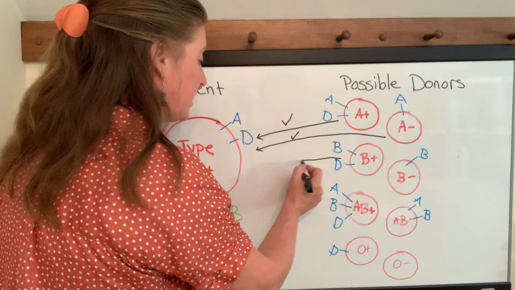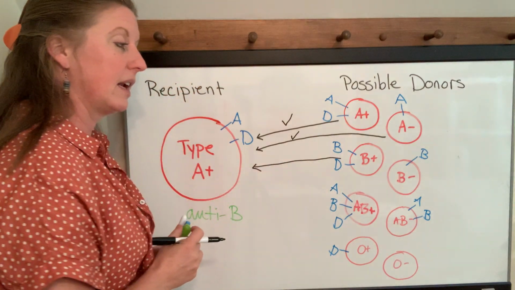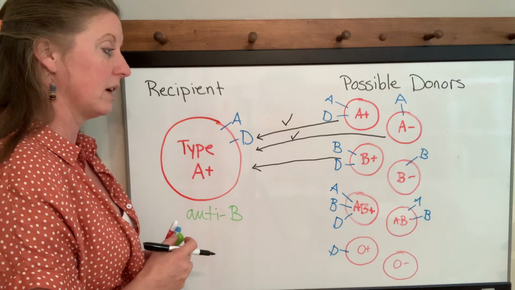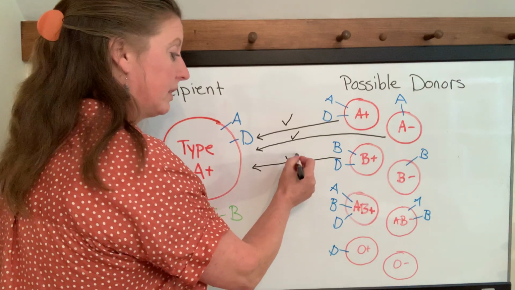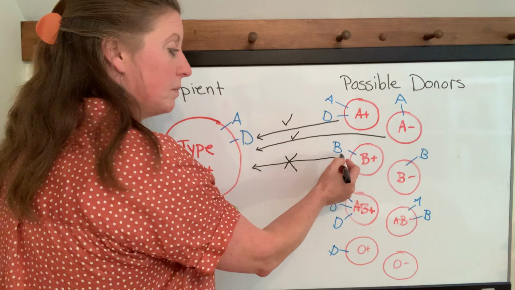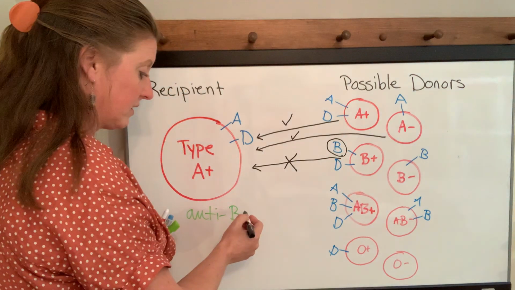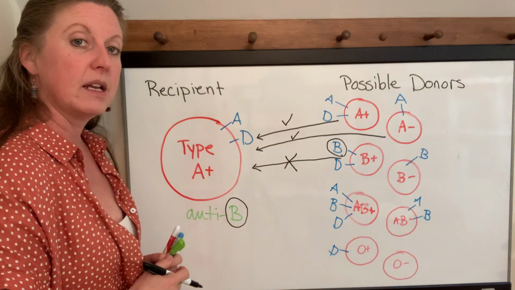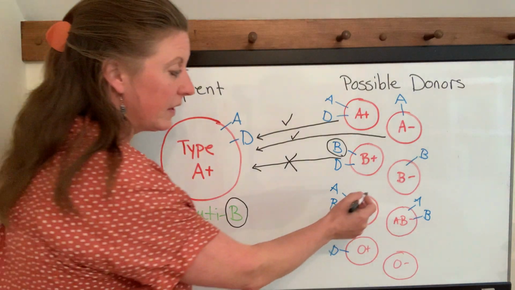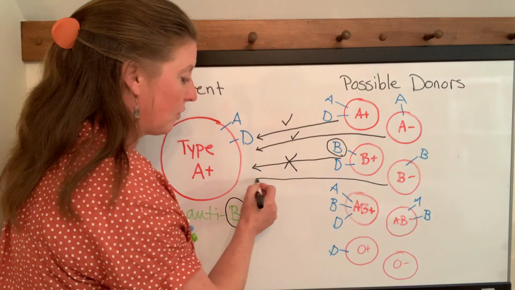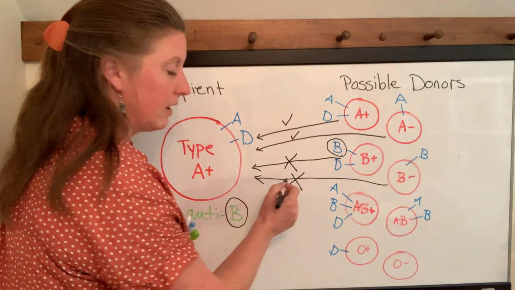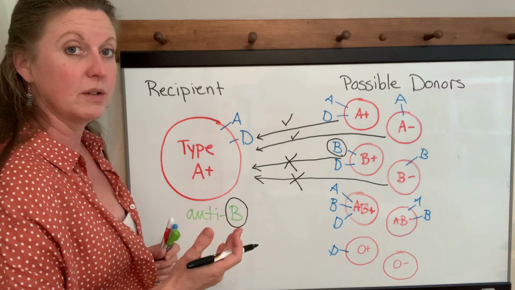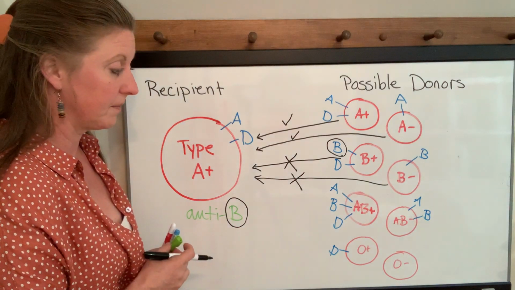Now, what about type B blood? Can I give B positive blood to someone who has type A positive blood? And the answer is absolutely not, because this B antigen here is going to be attacked by the anti-B antibody. It doesn't matter whether it's B positive or B negative. Either way, we cannot give that person that blood, or if we did, it would cause a transfusion reaction.